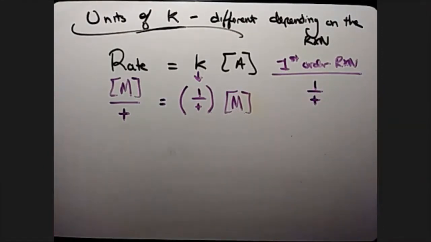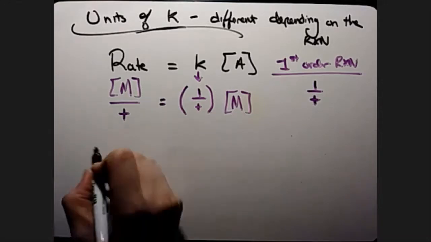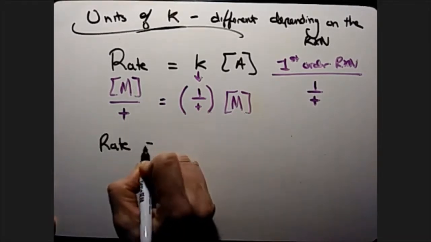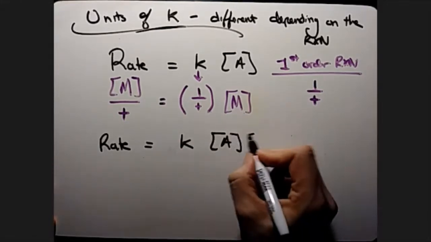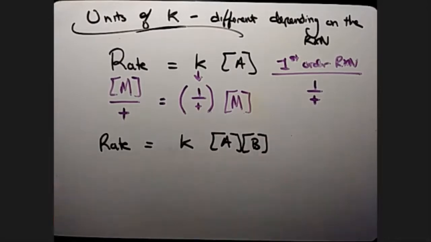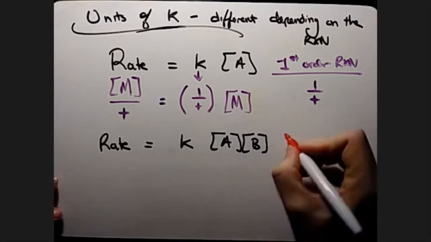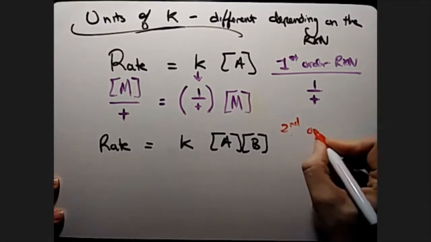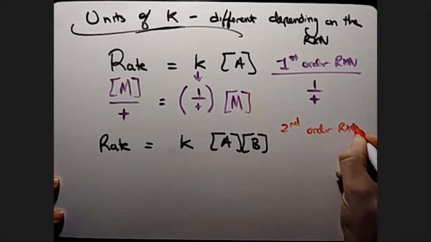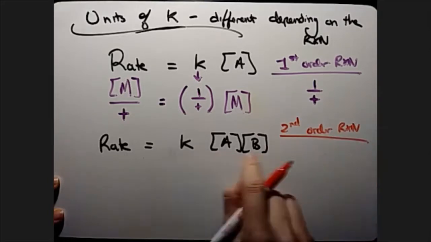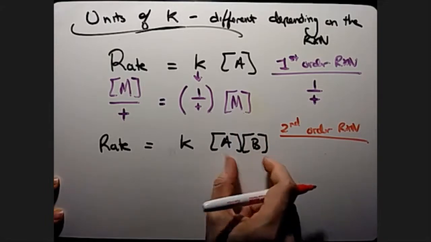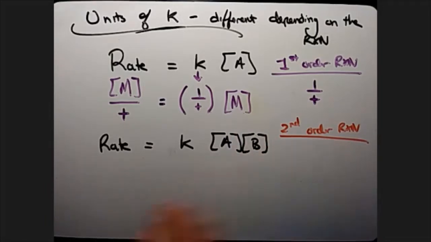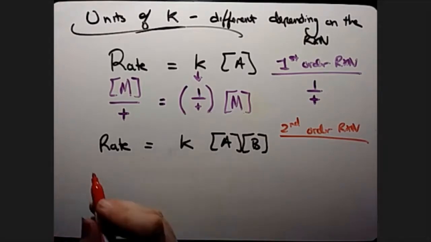Let's take a look at another one. What if our overall reaction was rate equals K times the concentration of A times the concentration of B? Well, then this reaction would in fact be second order overall, because again, we would need to add together the exponents. We don't write the exponent of 1 because that's redundant, but they would still add together to make an overall order of second order. Well, let's go through these units again.